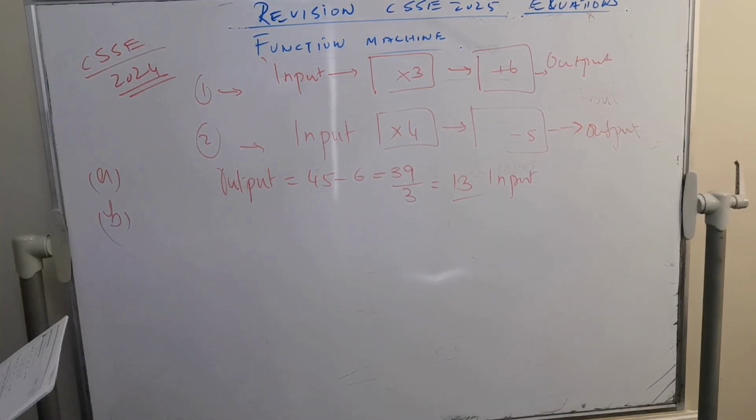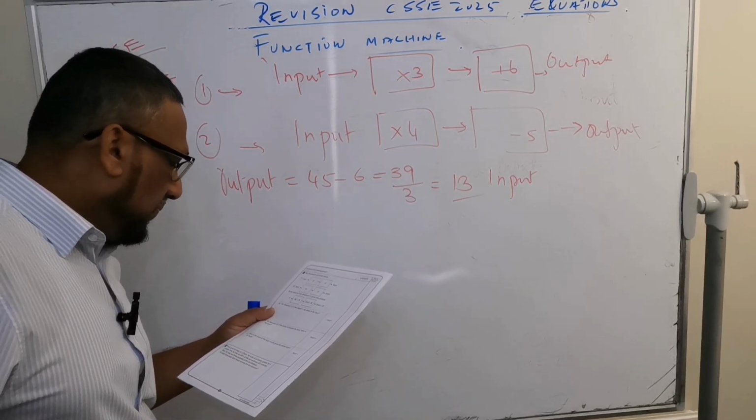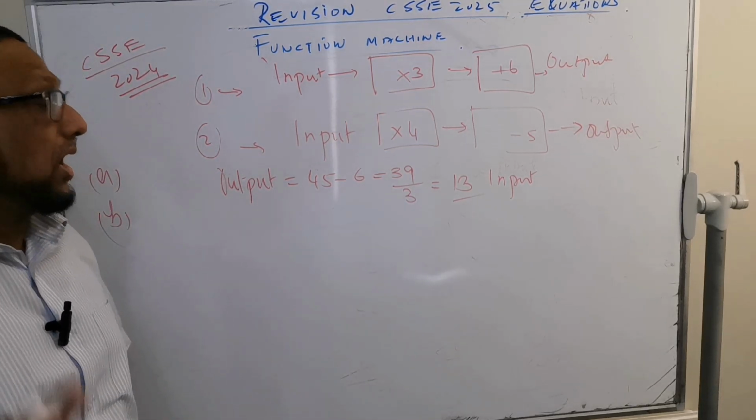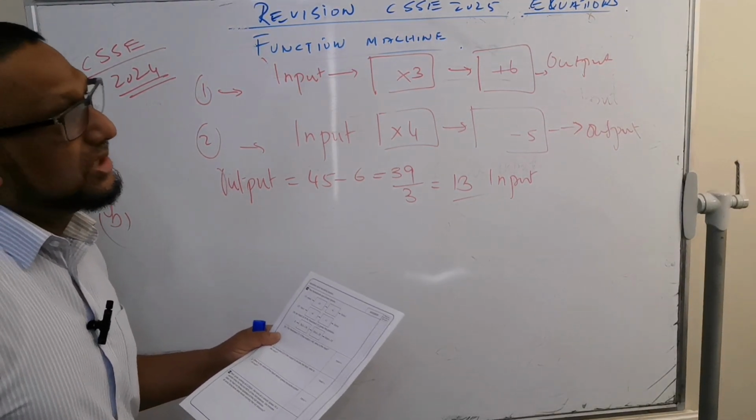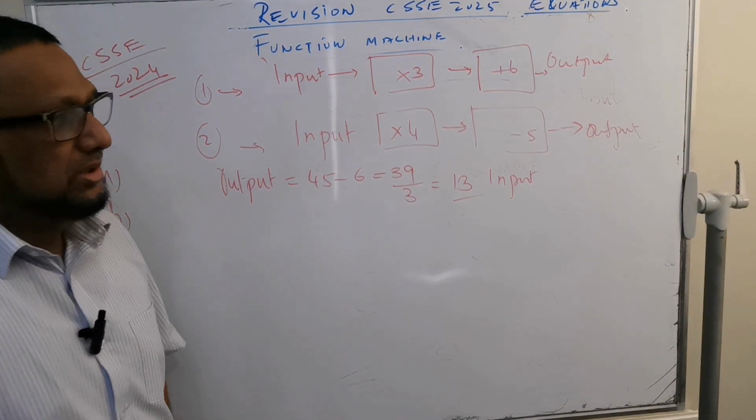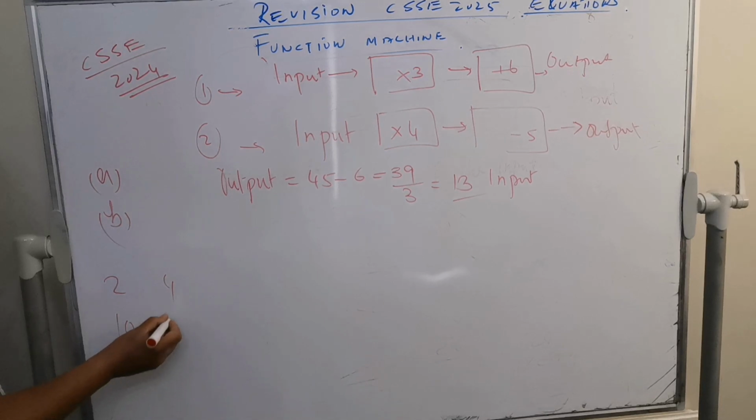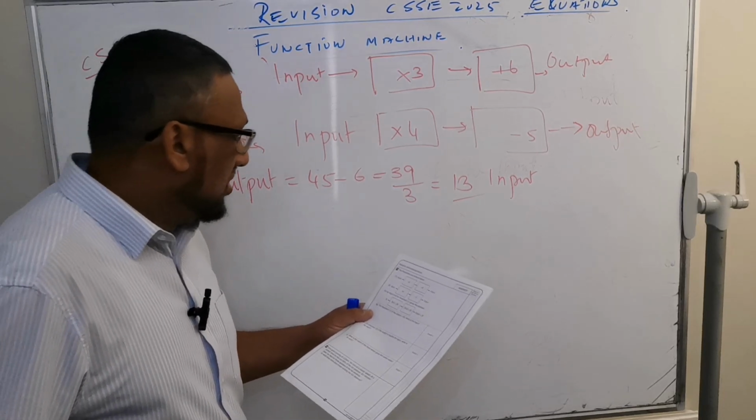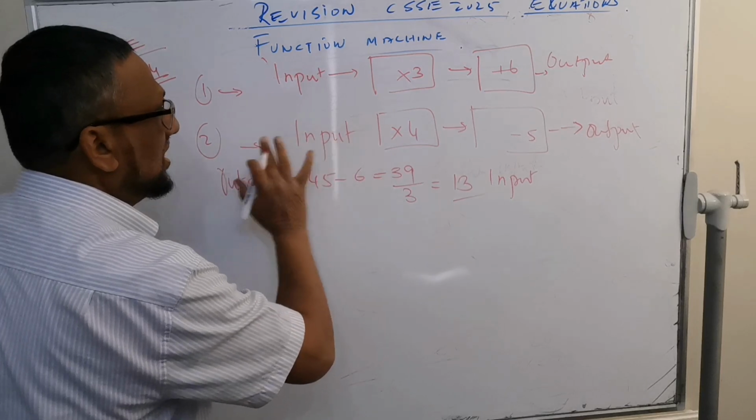Go for the B part. It says, for function machine number 2, if the output is double the input. We already solved this kind of question. The output is double, or say twice, the input. So if the input is 2, then 2 times 2 is 4 output. If the input is 10, then 10 times 2 is 20. That is the way we are going to solve it, but for function machine 2 the number is unknown.